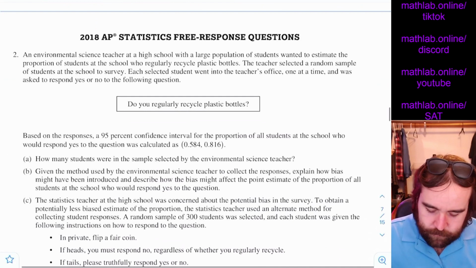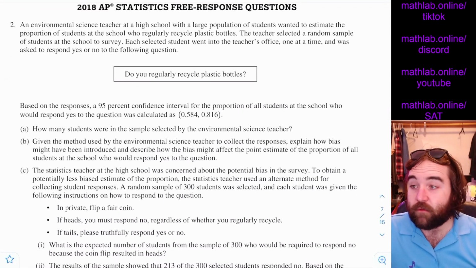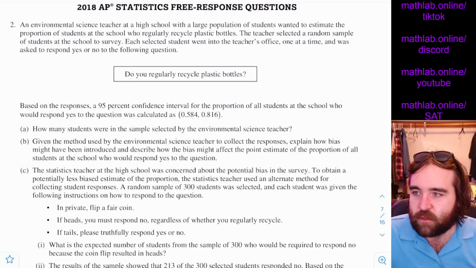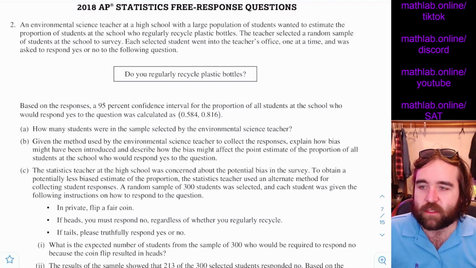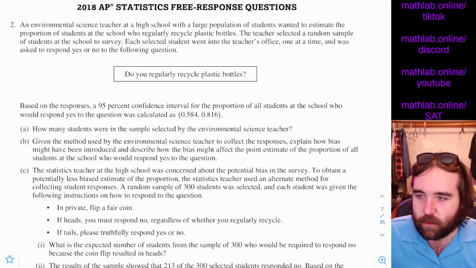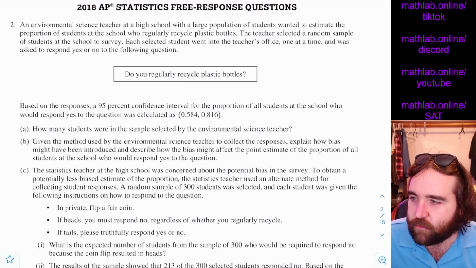Okay, number 2. An experimental science and environmental science teacher at a high school with a large population of students wanted to estimate the proportion of students at the school who regularly recycle plastic bottles. The teacher selected a random sample of students at the school to survey. Each selected student went into the teacher's office, one at a time, and was asked to respond yes or no to the following question. Do you regularly recycle plastic bottles? I remember this question. I've done this before.